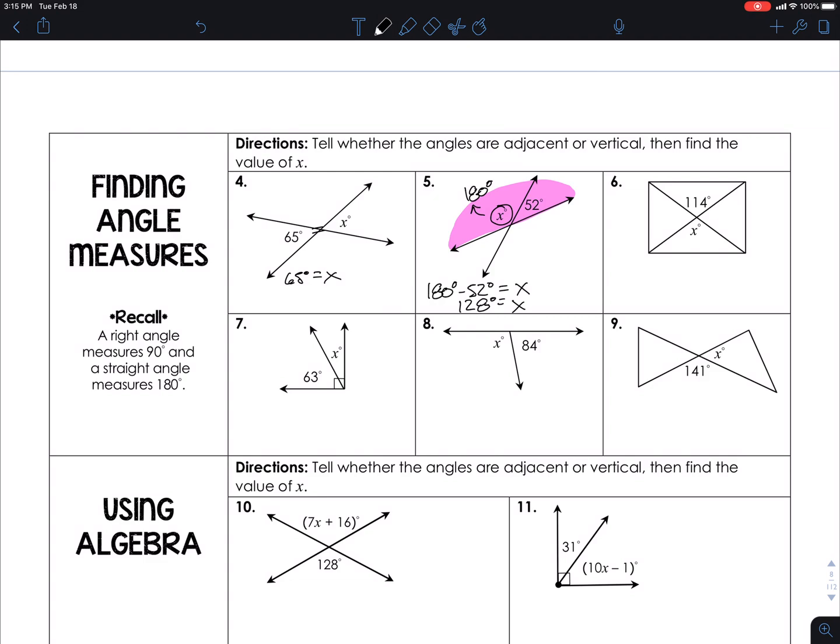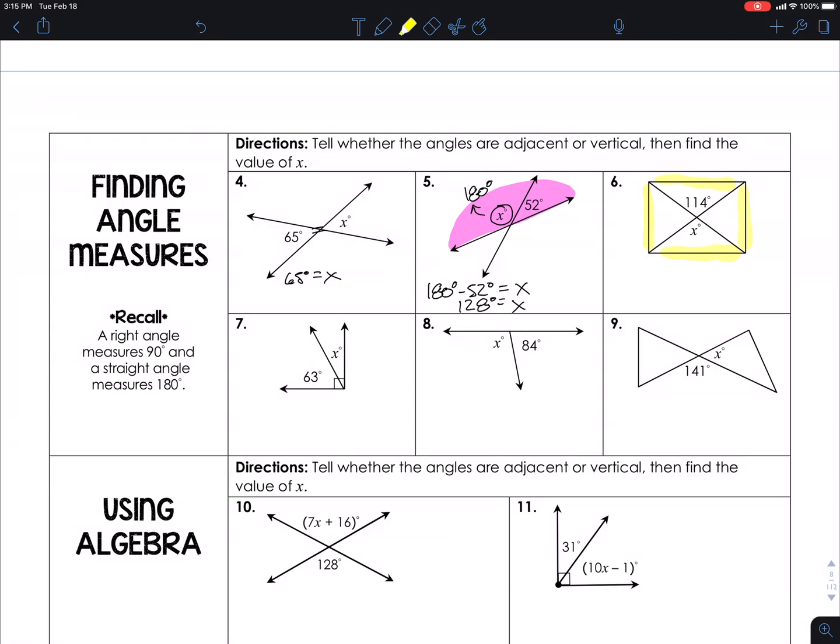Okay. Number 6. There's some extra information in here that we don't need. And they do this a lot of times on tests to see if you can figure it out. We don't even care about this. What do you see in the middle there? That's 2 lines that are intersecting. Hopefully that gives it away. You're going to have to do number 6 on your own.